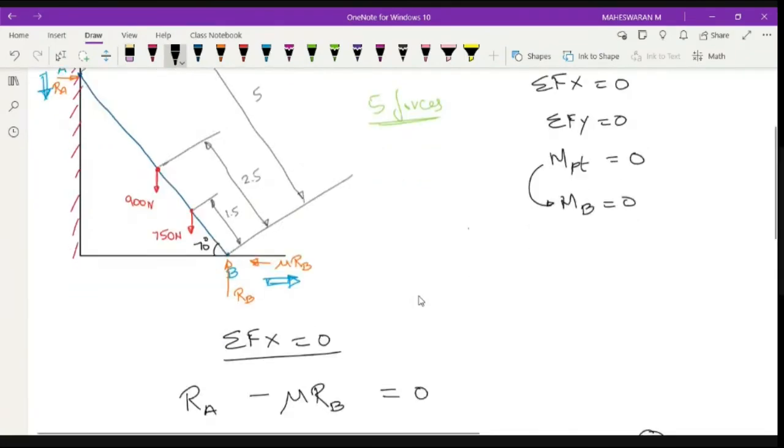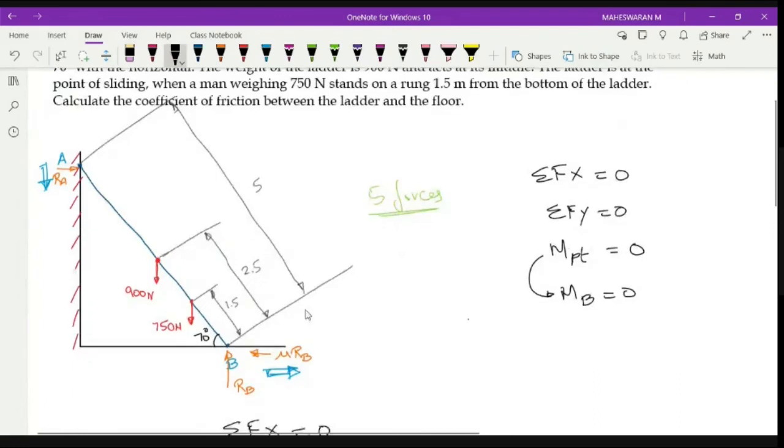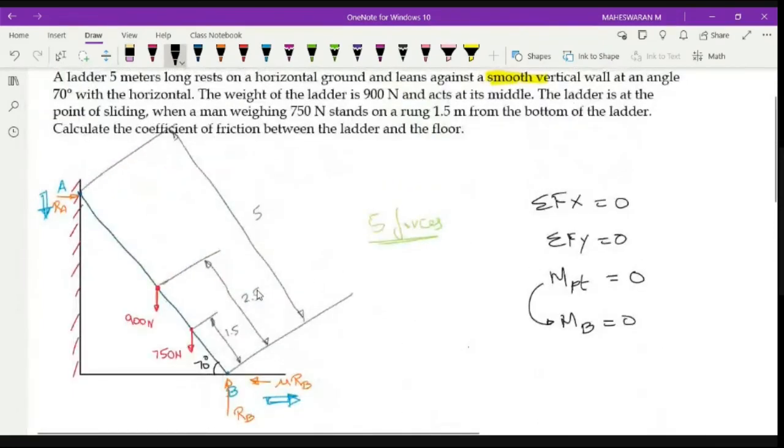Okay. So now what I am going to do is take moment. At which point am I going to take moment? At point B, right? I am going to take for each force and find out the value accordingly. So if I take moment, it will consider all the forces, which are RA, 900, 750. Since I am taking moment at B, these two forces will be zero because there is no perpendicular distance. So moment is force into perpendicular distance. So you don't have distance, so this will be zero, right? So remaining all we have to identify, right?